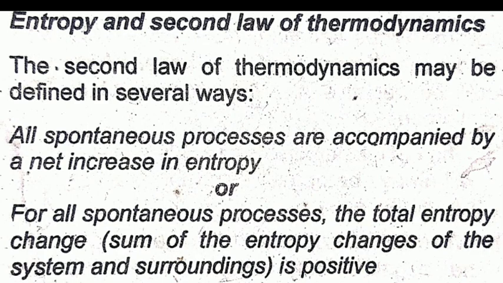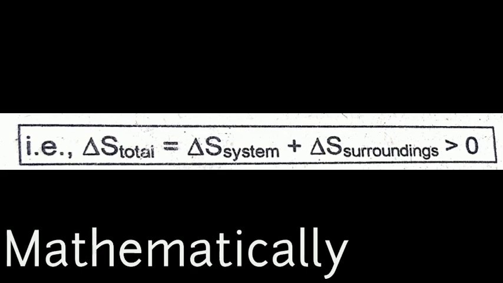Next, entropy and second law of thermodynamics. The second law of thermodynamics may be defined as: all spontaneous processes are accompanied by a net increase in entropy, or for all spontaneous processes, the total entropy change, that means the sum of entropy changes of the system and surroundings, is positive. That means delta S total is equal to delta S system plus delta S surroundings, which is greater than 0. That means it is always positive.